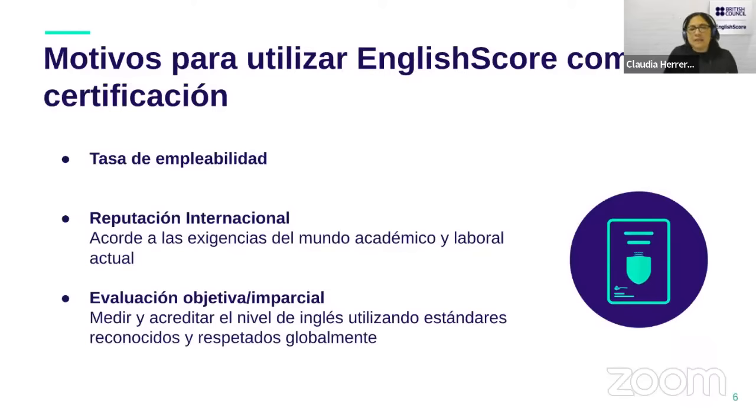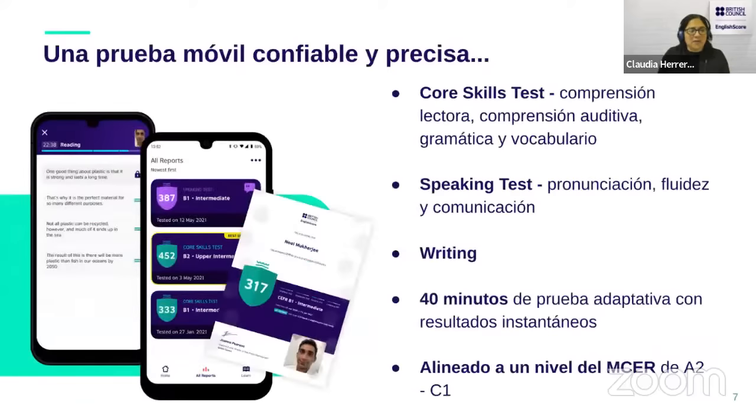La reputación internacional que tiene British Council, obviamente, es algo que se presenta solo. Y esta es una evaluación objetiva. Es British Council quien está certificando mi dominio del idioma inglés. Les comentaba, examen totalmente disruptivo, ¿verdad?